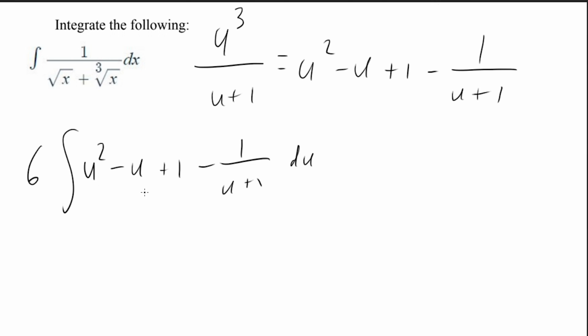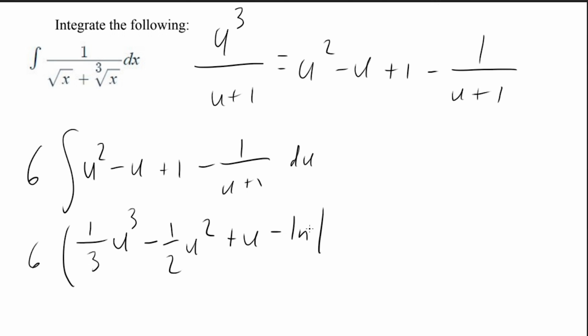And now this is actually quite easy to integrate. So we'll keep the 6 out front for now, and then we'll just integrate each one of these piece by piece, essentially. And so u squared, the integral of that is 1/3 u to the 3rd. Then the integral of negative u is negative 1/2 u squared. The integral of 1 is just u. And then the integral of this expression here is negative ln absolute value u plus 1. And then we will have a plus c at the end, which doesn't need to be multiplied by 6 since it's just a constant.